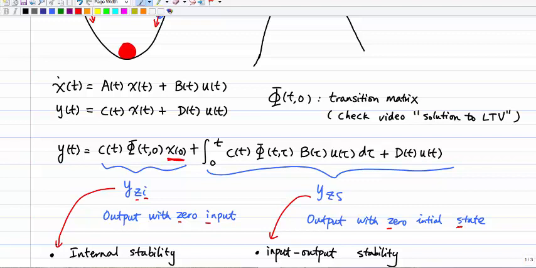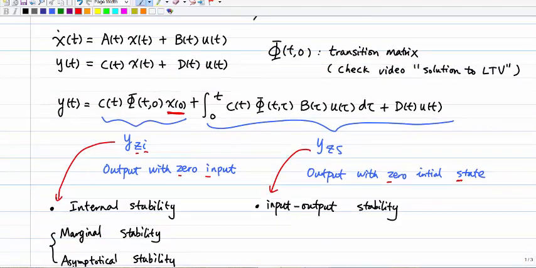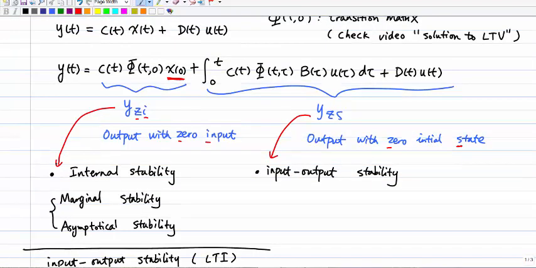The stability part talks about the two components individually. For the output with zero input, which means we only consider this part, we talk about what we call internal stability. You can intuitively think about that: you don't have the input, and input is called external, basically. So that's what we call internal stability. We'll talk about marginal stability and asymptotic stability, the two different stability properties.